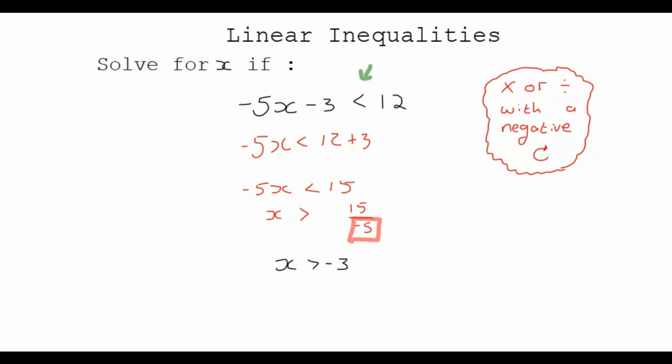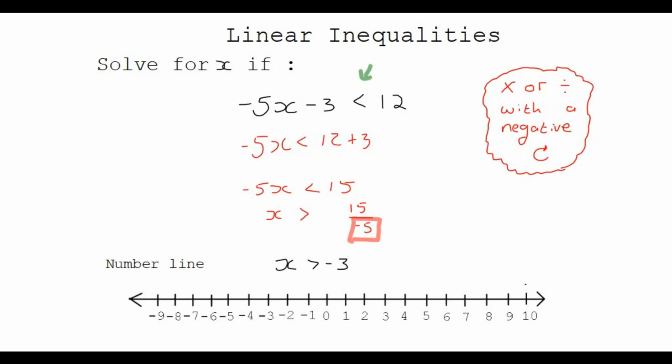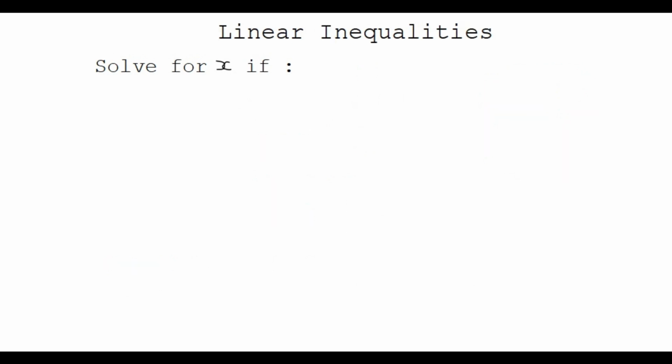Alright. And if we had to convey that over to a number line, what we would get essentially would be something in the lines of identifying minus 3 here, drawing an open circle, and then seeing it's greater than minus 3, so we go to the right. Very important to remember that when you multiply or divide with a negative, we flip the sign. Let's look at another type of problem here.